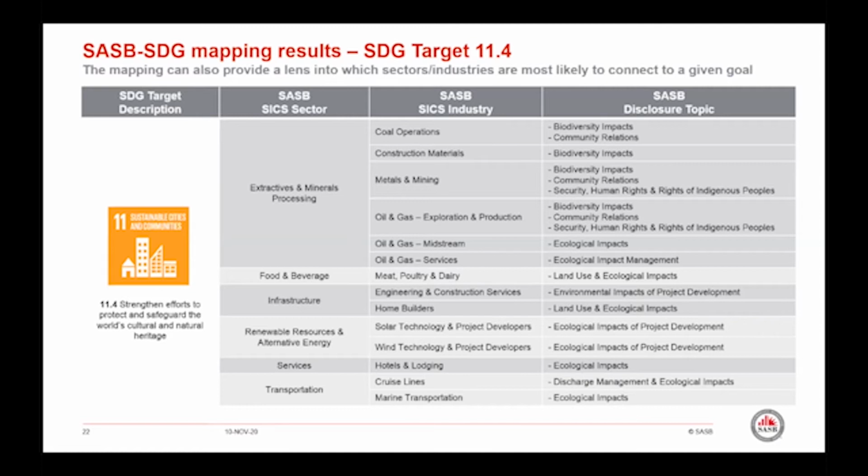So you can see that there are a lot of industries whose operations are aligned to this particular SDG, and they are aligned via different SASB disclosure topics. I want to bring your attention to maybe the metals and mining industry. There are 3 particular SASB disclosure topics in there that are connected to SDG Target 11.4. One of which is biodiversity impacts, which of course relates to the safeguarding of the natural heritage portion of the SDG. And the other 2 relate to social aspects, right? Community relations and the rights of indigenous peoples, which of course relate to the cultural portion of the SDG.